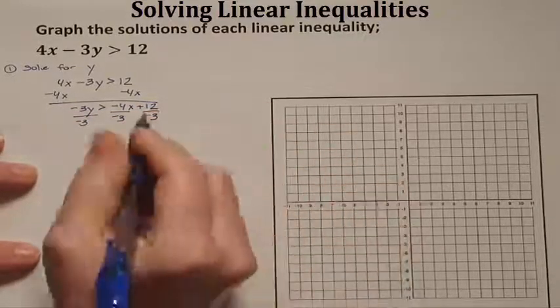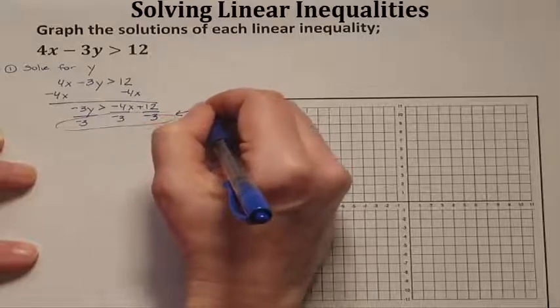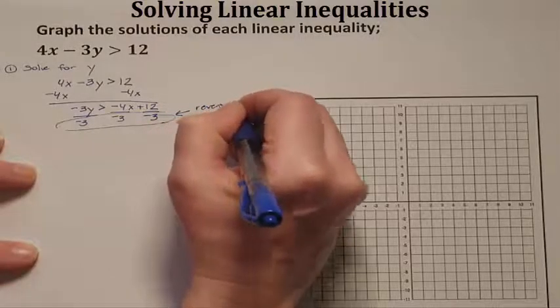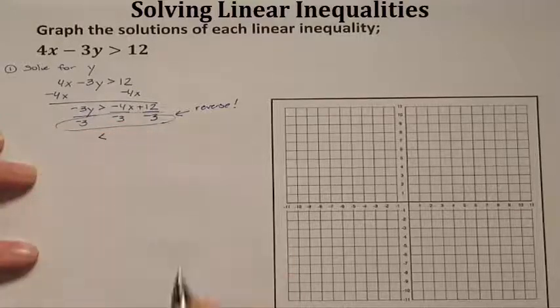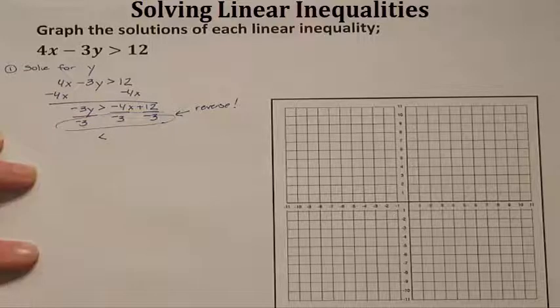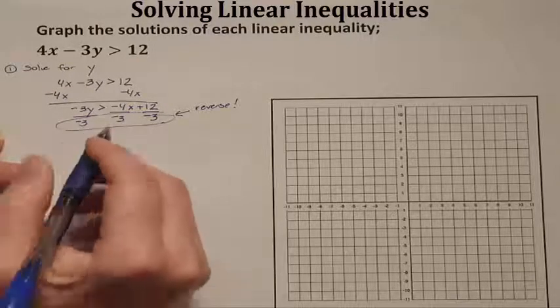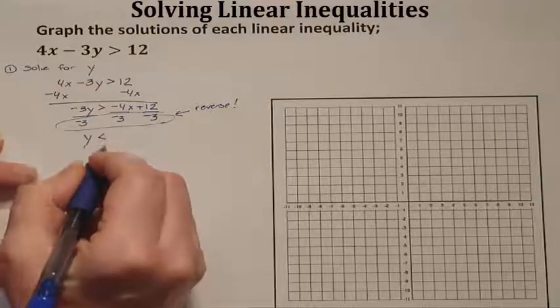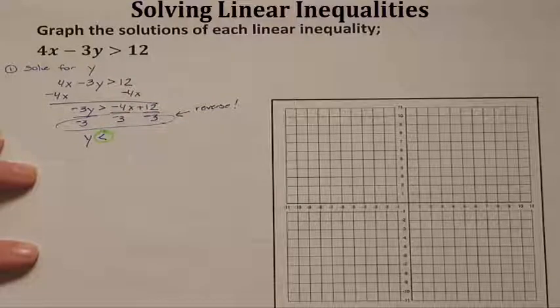Now stop. The minute you divide by a negative, you need to reverse your symbol. My symbol no longer points to the right. My symbol now points to the left. We had to reverse the symbol because we divided by a negative number. Now negative 3 divided by negative 3 is 1, so I'm left with just 1y. I flipped my symbol. Now if you need to remember that you flipped your symbol, circle it.